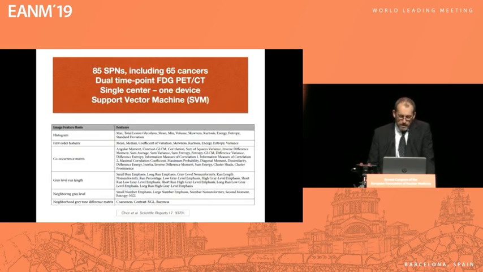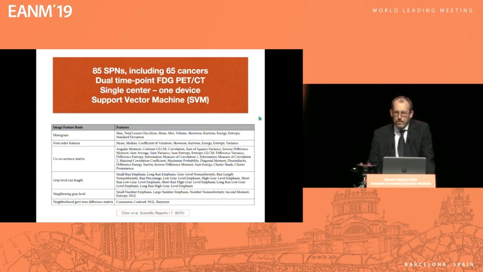The first study that was published recently included 85 solitary pulmonary nodules, with a large prevalence of cancer. 65 of these 85 lesions were cancer lesions. They performed dual time point FDG PET. Dual time point is a bit odd because it's an old concept, but I still like it because the authors, as Dimitris mentioned, try to get into the temporal dimension of PET. Dual time point is one way to do it, but we know that with the new digital PETs, it's much easier to do dynamic acquisition, so I think it's interesting.